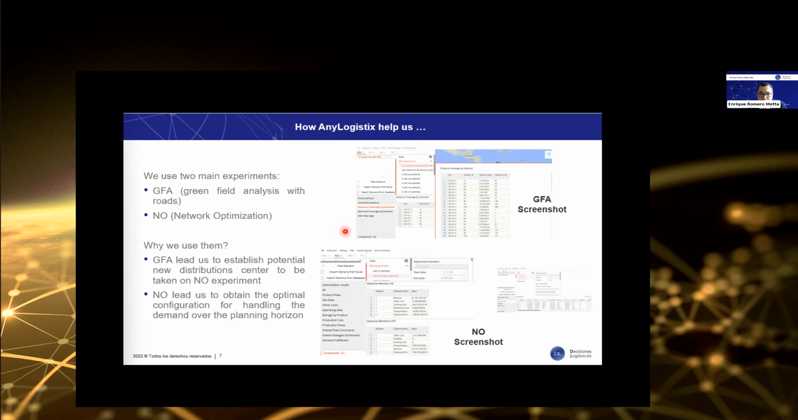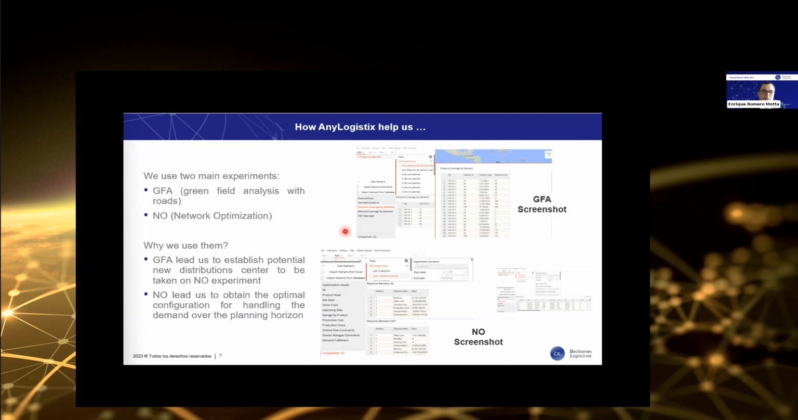We used the Greenfield experiment in order to understand new potential distribution centers that can help us, of course, minimize the distribution cost while keeping the service level intact. And we also used the network optimization experiment to obtain the optimal configuration for handling the demand over the planning horizon, which at the end was the main topic we wanted to address during this project.